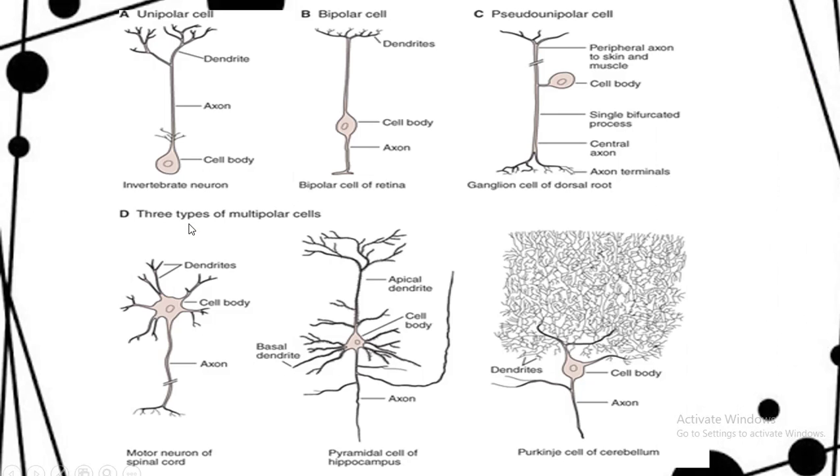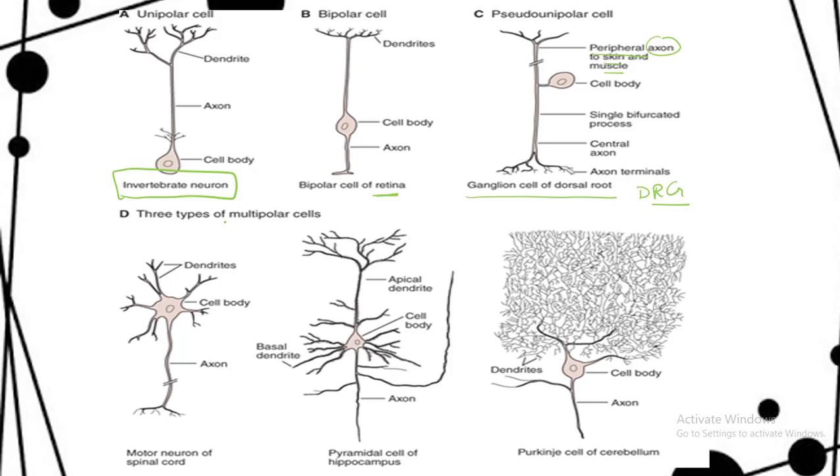Then this is a diagram from Ganong showing all the types of neurons. Always remember to learn the examples quickly, as they are asked in your vivas. Unipolar neurons: the example is invertebrates, which have unipolar neurons. Bipolar neurons are present in the retina, and the olfactory neuron is also a bipolar neuron. Then pseudo-unipolar neuron: you can see the peripheral axon to skin and muscle, the peripheral process, and then the central process will go towards the center. This is present in the ganglion cell of the dorsal root, so the dorsal root ganglion is an example of the pseudo-unipolar neuron.